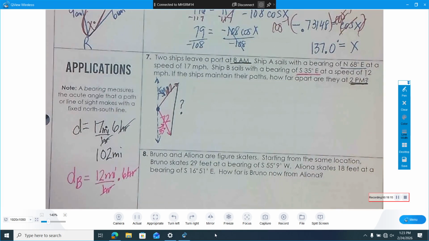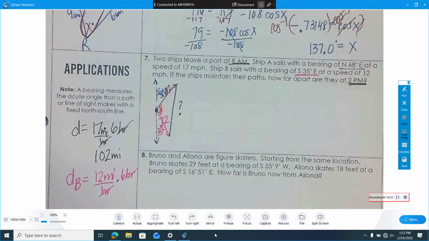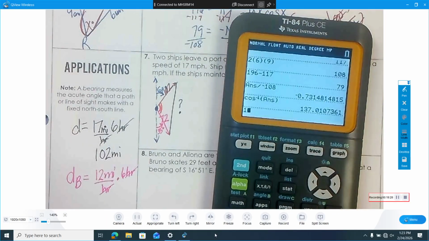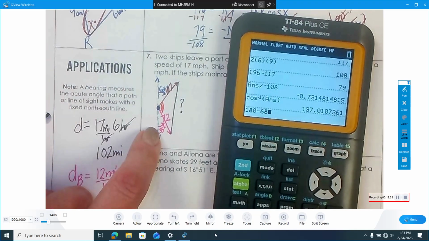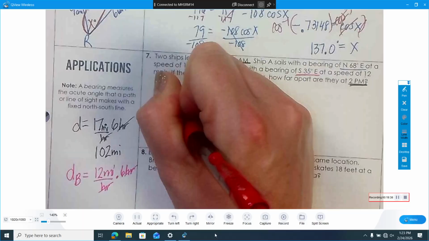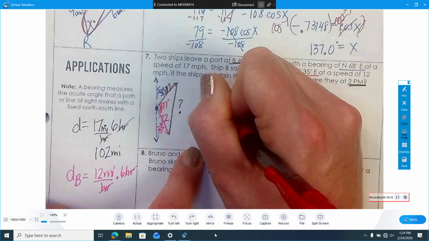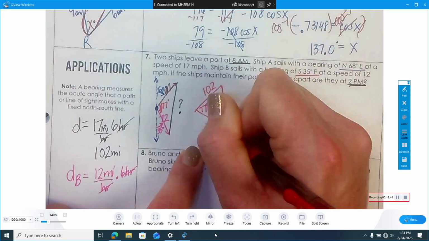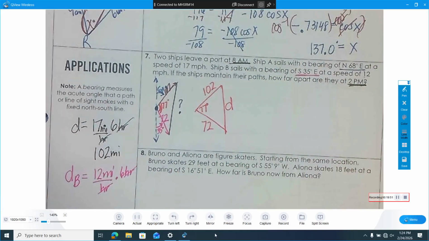What's missing? What else do I need to figure out here? The angle. What is this whole angle here? Subtract from 180. Very good. So 180, we can subtract the 68 degrees and subtract the 35 degrees, and so we get 77 degrees. So my triangle looks like this. We have 77 degrees, 102, 72, and this is the distance we're trying to find.